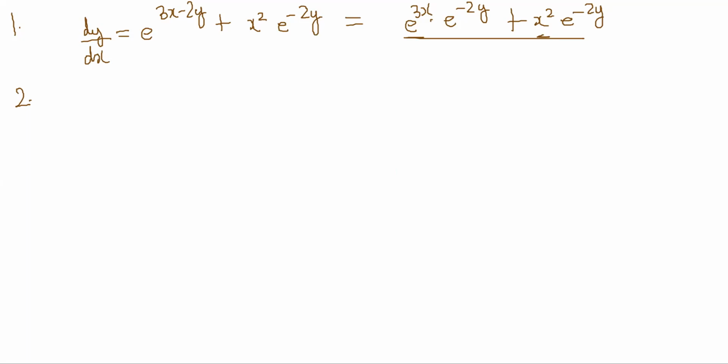Now see here, in this one, dy by dx is 4x plus y plus 1 whole square. Here 4x plus y plus 1 can be our t, right?